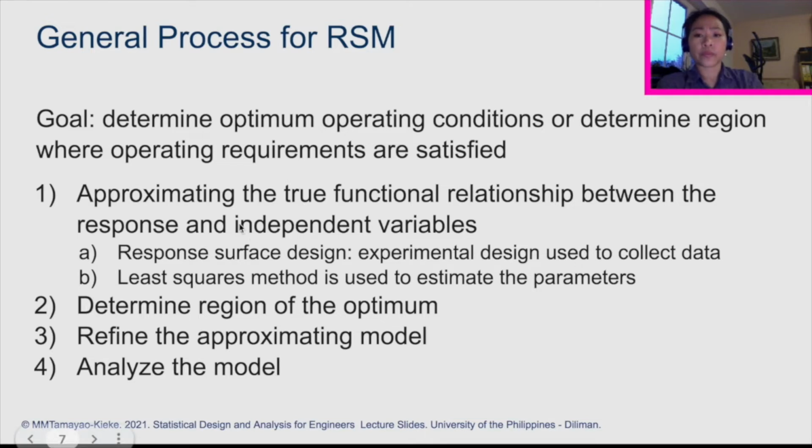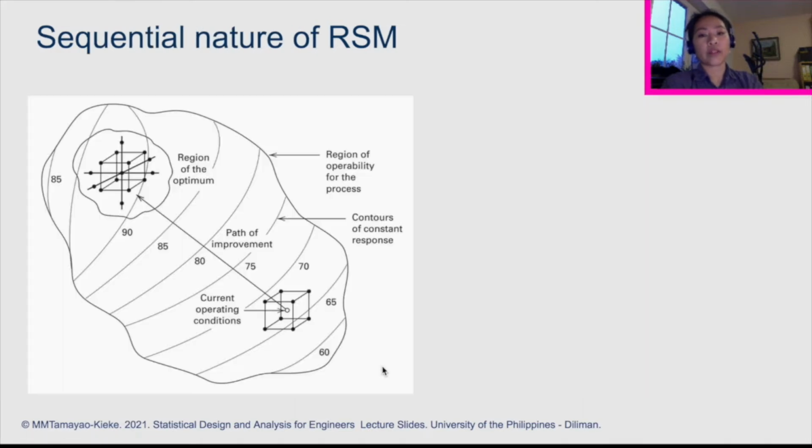Okay, so the next step after approximating the true function is to determine the region of the optimum. Okay, and after finding that region, you refine the approximating model by conducting further experiments and fitting a more refined model. Okay, so say for example a higher order polynomial model, and then you analyze the model. Okay, so as you might expect, performing RSM is sequential in nature.